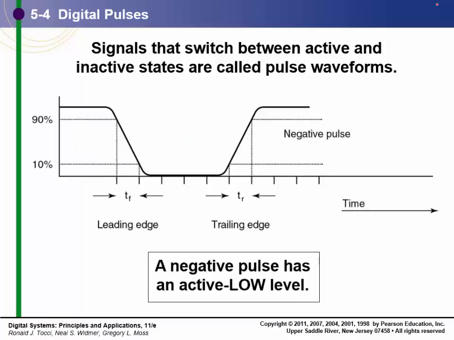So we also have the same definitions for our negative going pulse. This one doesn't show the pulse width, but again, we've got our leading and trailing edges.